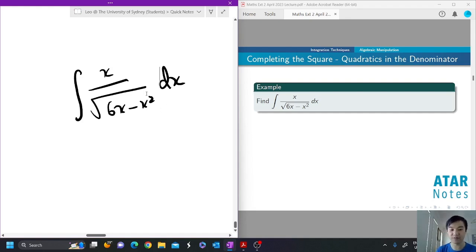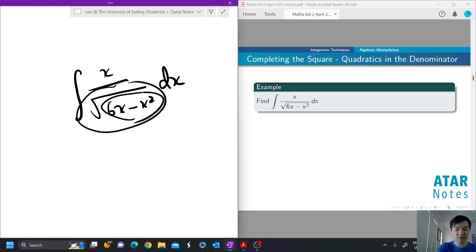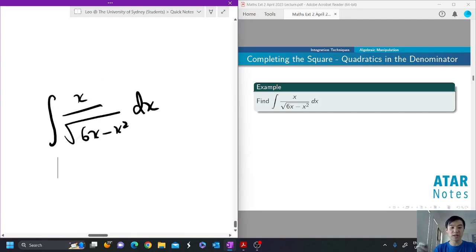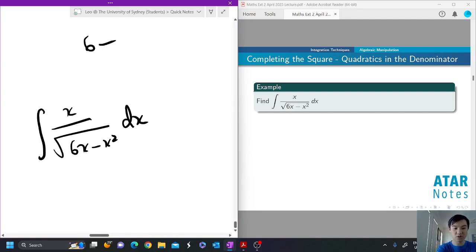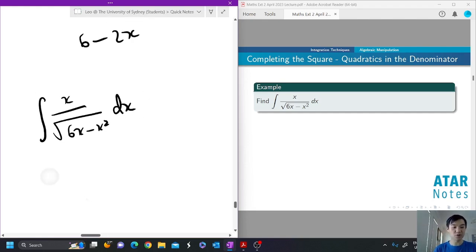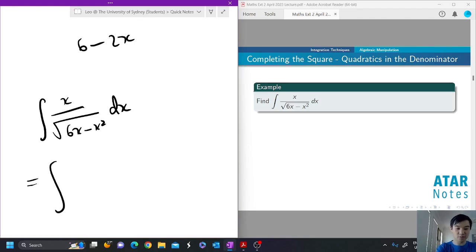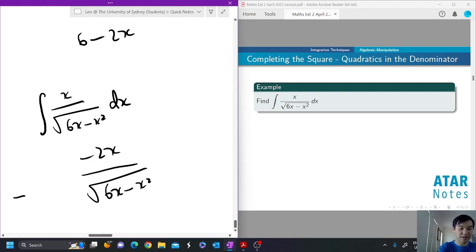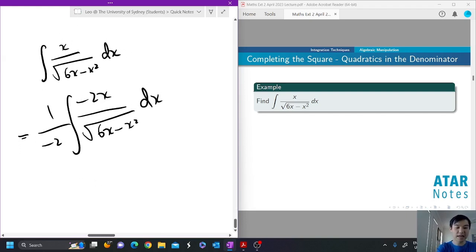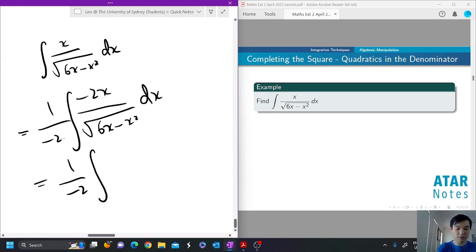So there's a function here, but within the function is another function, which is 6x minus x squared. The derivative of 6x minus x squared is 6 minus 2x. So I'm going to have to algebraically manipulate it so the top resembles the derivative so that we can apply the reverse chain rule. So what I'm going to do is multiply by negative 2, first of all. But I can't just multiply by negative 2 without balancing it out by dividing by negative 2. Like that. And now I want to get a 6.